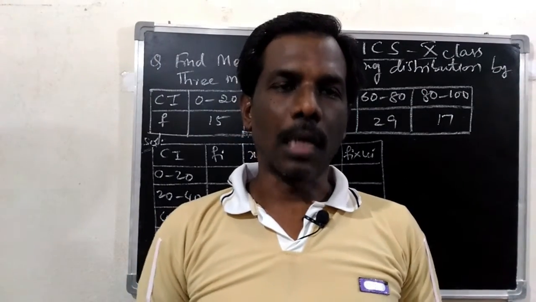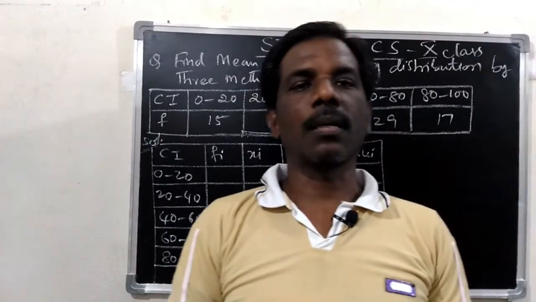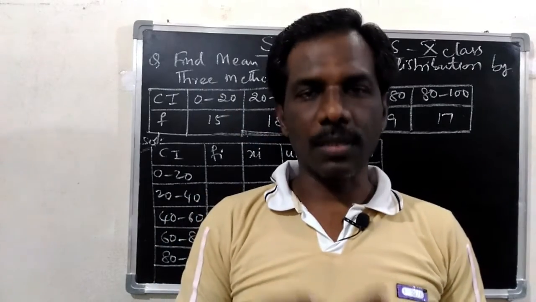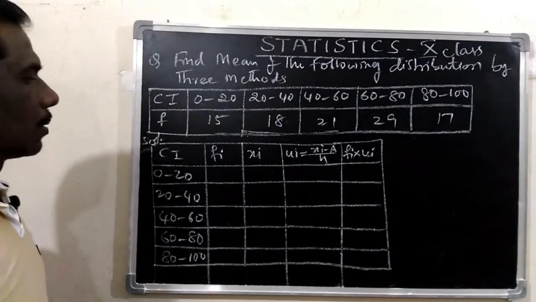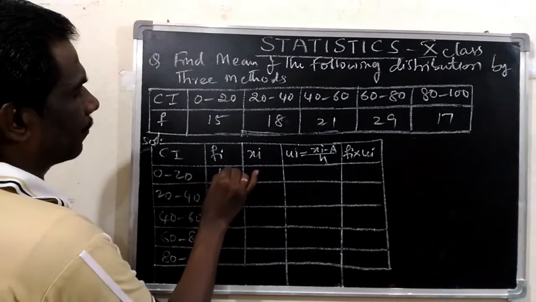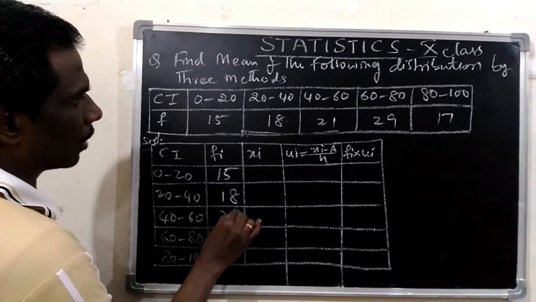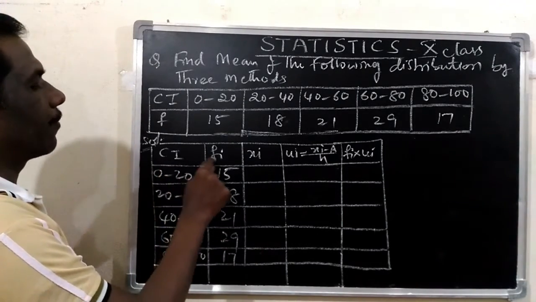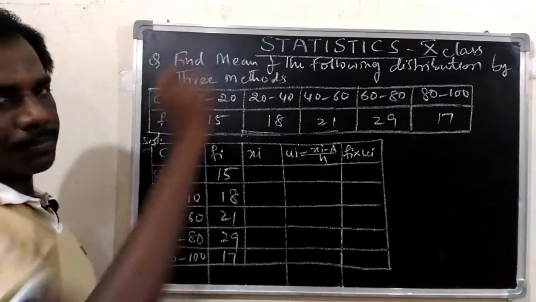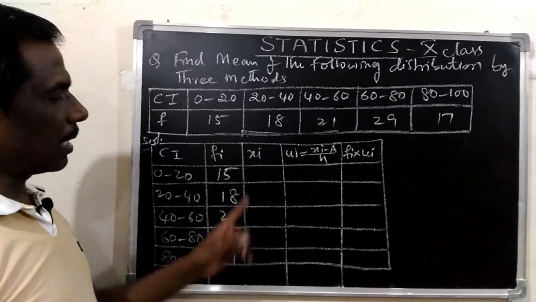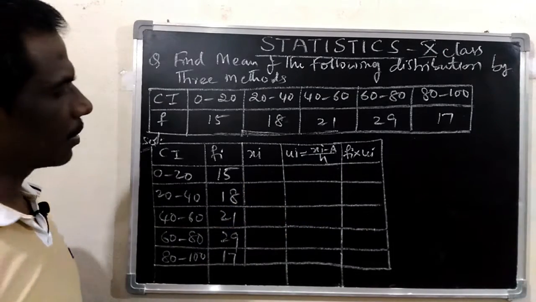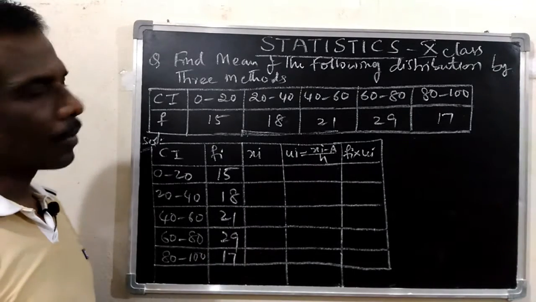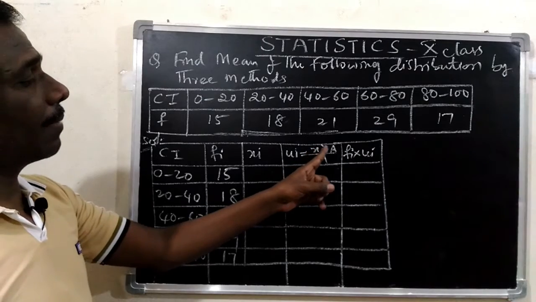Now this is the third question. For the same question I am going to find the mean by the step deviation method. That is the third method. See, the frequency values are 15, 18, 21, 29, 17. Just the class interval and frequency values are already given in the question. And I prepare here 3 new columns. First one is xi and second one is ui. So ui is obtained by xi minus a by h.